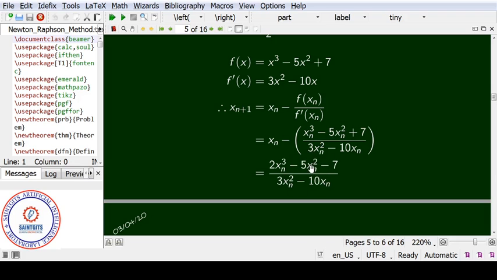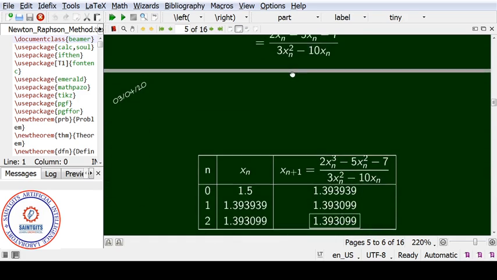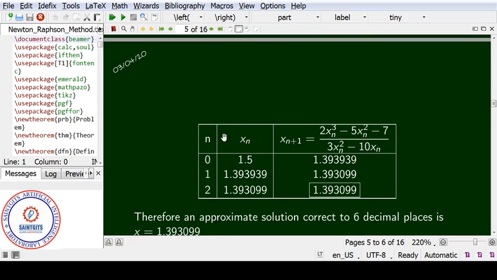So this is the Newton-Raphson iterative formula. That means the next stage approximation xn plus 1 can be obtained from the current stage xn using this formula. So we form a tabulation table. The first column stands for iteration, that is n. The second column stands for the current value of x, that is xn. The next column stands for the next approximation using the Newton-Raphson iterative formula.